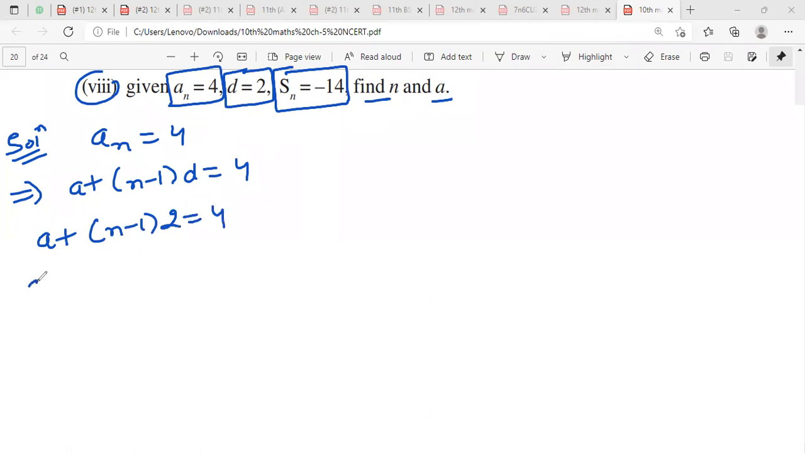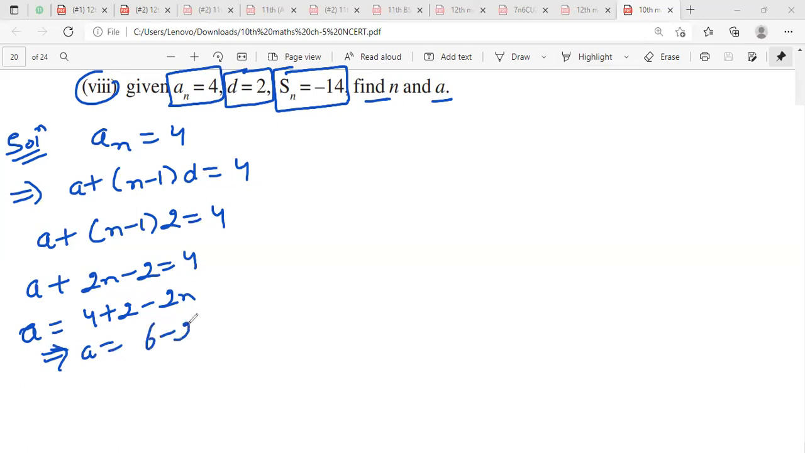It can be written as a plus 2 into n, that is 2n, minus 2 equal to 4, right? So a is equal to 4 minus 2 when shifted to the right hand side, plus 2 minus 2n. So can I say that a will be equal to 6 minus 2n? That will be equation number 1, right?